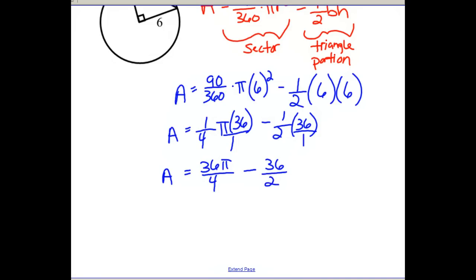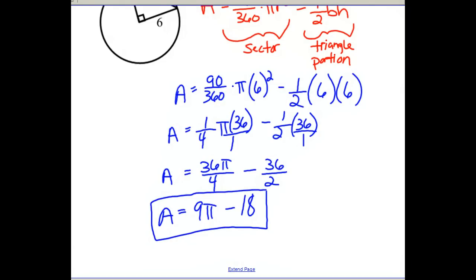And my last step here is going to be to get these fractions down to something simpler. So 36 pi over 4, well 36 divided by 4 just leaves me with a 9, so I have 9 pi. And then 36 divided by 2 gives me 18. Now since I want you to leave it in terms of pi, I don't want you to go any further. You cannot combine 9 pi and 18 because the 18 does not have a pi in it. So we leave our answer as is, area equals 9 pi minus 18 for our segment above.